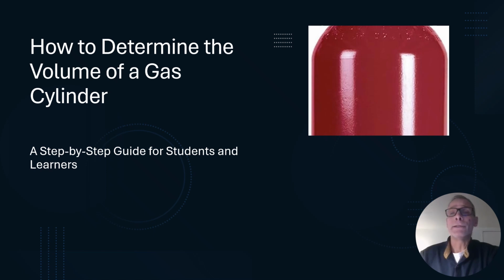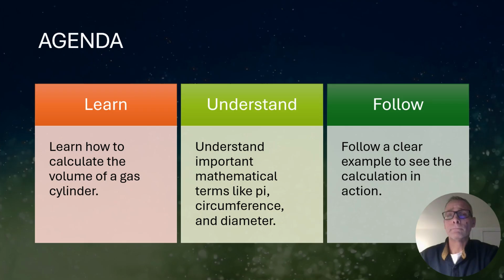Today's presentation is designed to walk you through the step-by-step procedure to determine the volume of a gas cylinder. Our goals today are to learn how to calculate the volume of a gas, understand the important concepts of pi, circumference, and diameter, and provide practice for a simple sample question. Questions on a BCSP will be more complex than the sample question provided, but we must learn to walk before we can run.